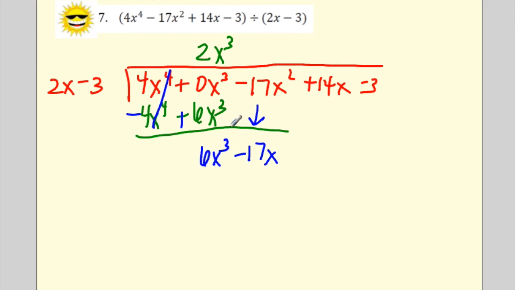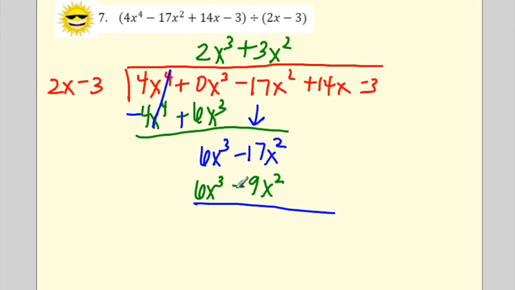Okay, now 2x times what gives you 6x to the third? Well, 2 times 3 gives me 6, and then times x squared. So this gives me 6x to the third. 3x squared times negative 3 gives me negative 9x to the second. And like I said before, you got to be very careful. Look, I missed my 2, so make sure you change that. Then we go ahead and we are going to subtract. So this is negative, this is positive, that cancels. Negative 17x squared plus 9x squared is a negative 8x squared. Bring down the 14x.